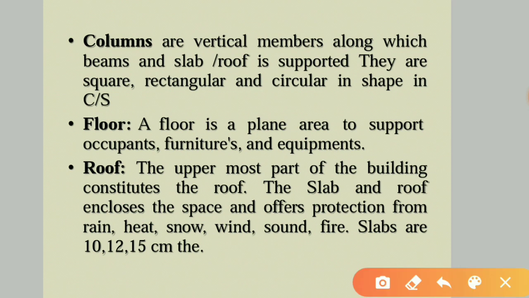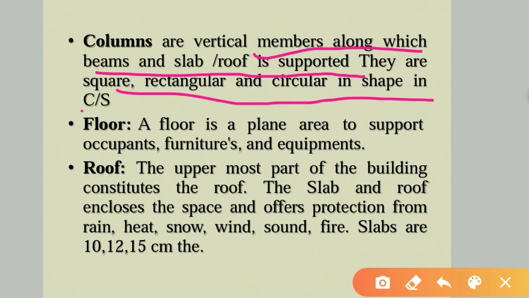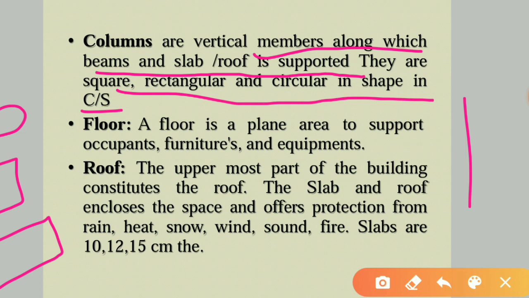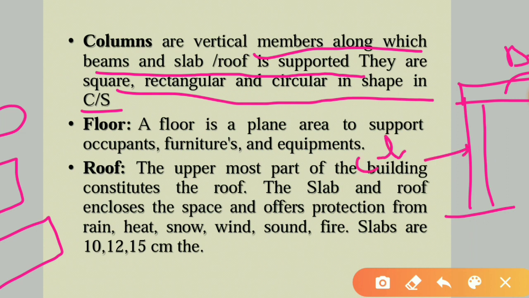Coming to the next, another very important component is the columns, or pillars as we call them. Columns are the vertical members along which the beams and slab roof are supported. They are square, rectangular or circular in shape and cross section. These are the vertical members on which the beams are going to be laid. So this is the beam. The horizontal member is called beam and the vertical member is called column.